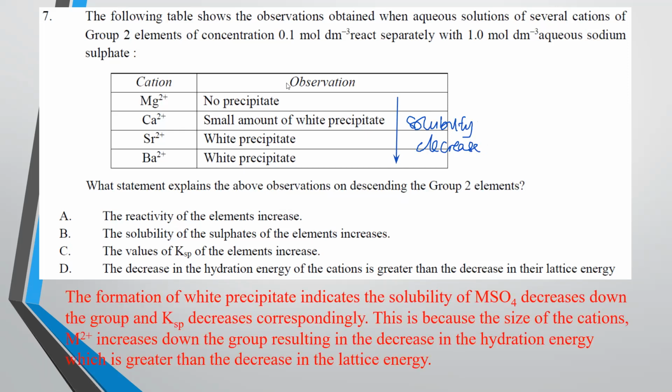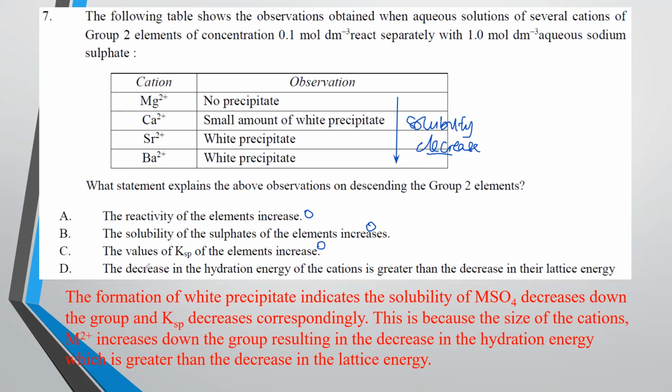A, the reactivity of the element decreases. It's not about reactivity, so this one is incorrect. B, the solubility of the group 2 sulfate increases, which is wrong because it is decreasing, not increasing. So B is also wrong. C, the value of Ksp increases. An increasing Ksp means it is more and more soluble, but in fact, it is more and more insoluble. So C is also wrong.